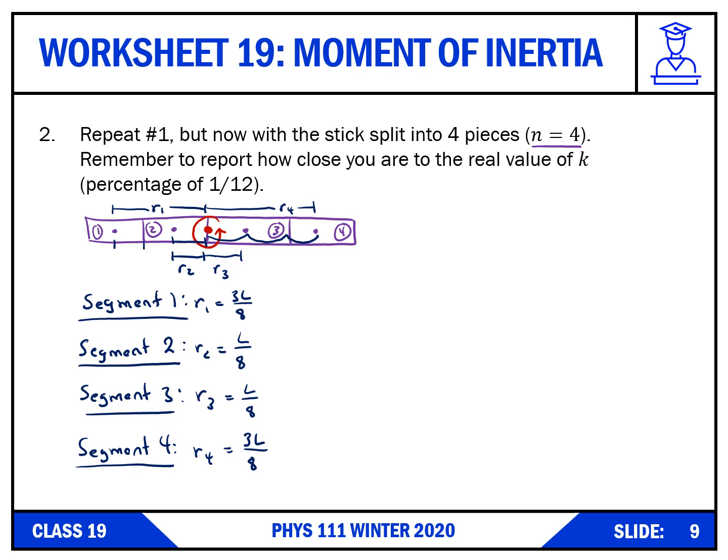Now we want to figure out our mass for each segment. Luckily, this is a stick with uniform density across the entire stick. So if the total mass is capital M and it's broken up into 4 pieces, we know that the individual masses are M over 4.